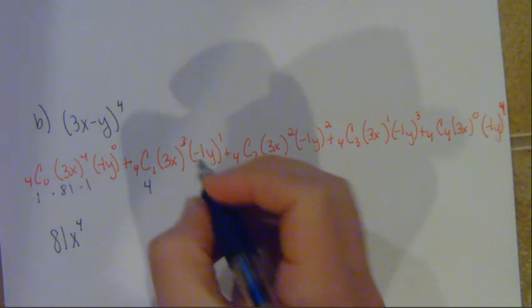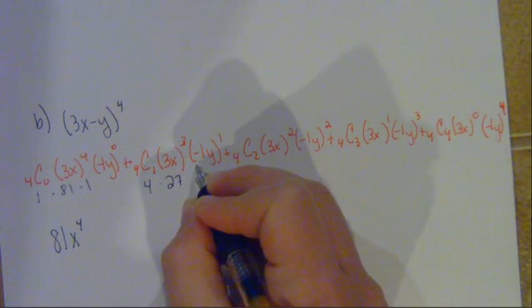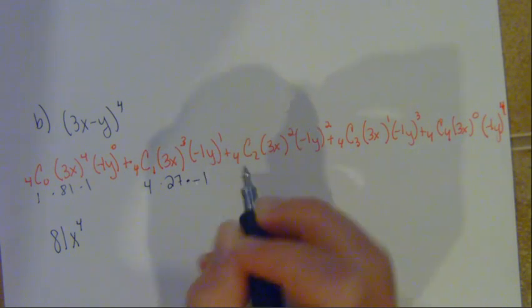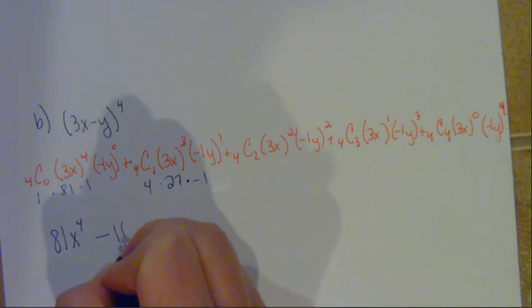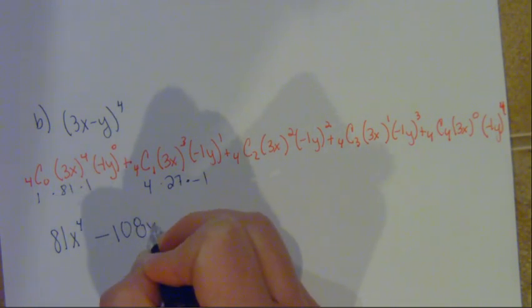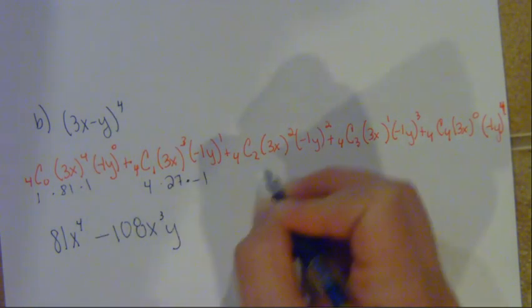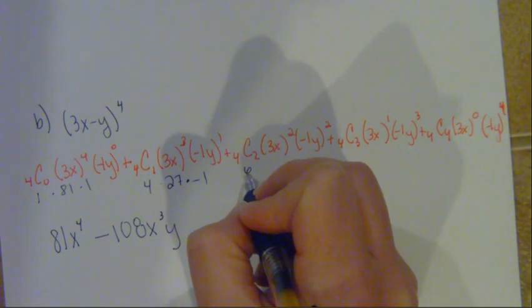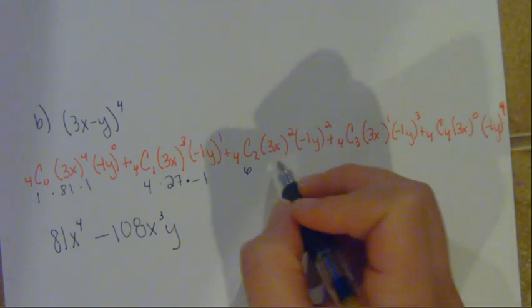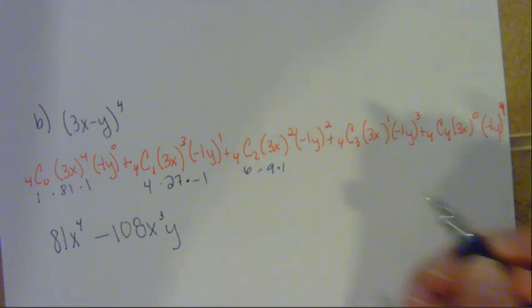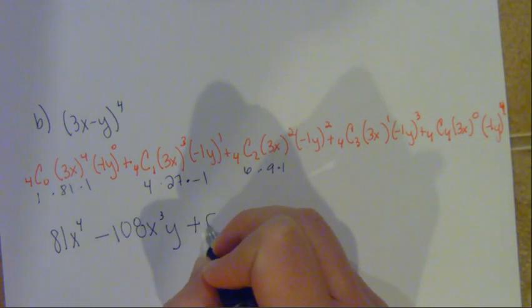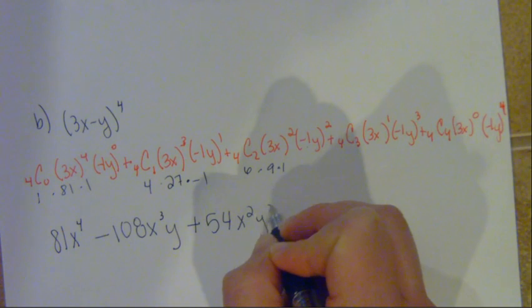3 to the 3rd is 27. And then negative 1 to the 1st is negative 1. So now I'm taking 4 times 27 times negative 1. That's a negative 108. X to the 3rd, and now I have a y. 4 choose 2 is going to be 6. 3 squared is going to be 9. Now negative 1 to the 2nd power is going to be a positive 1. So now that's going to be a positive 54x squared y squared.